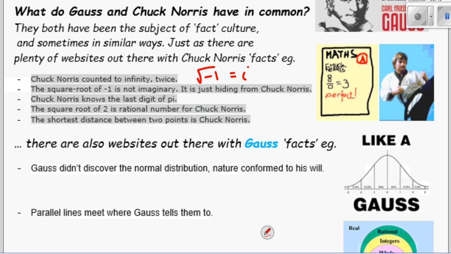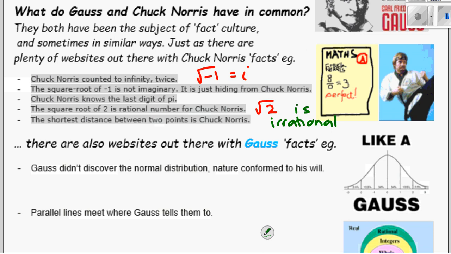Yeah, Mr. Moore is boring. Okay, the square root of 2 is a rational number for Chuck Norris. So in reality, what kind of number is that? It's 1 point something. It's a rational number or irrational? Yeah, exactly, you're right, that's a joke. So the square root of 2 is a rational number, because Chuck Norris is so intimidating it becomes rational for him. The shortest distance between 2 points is Chuck Norris.